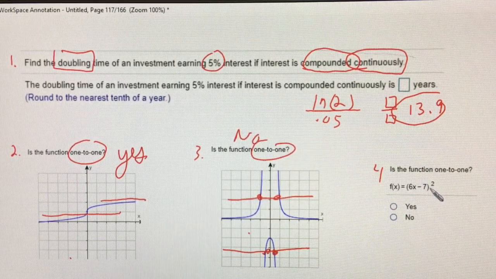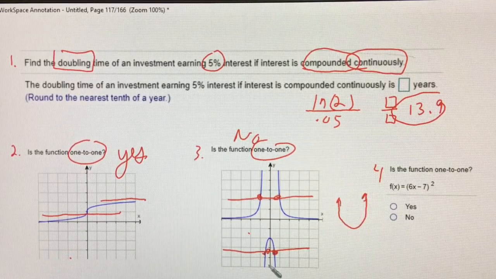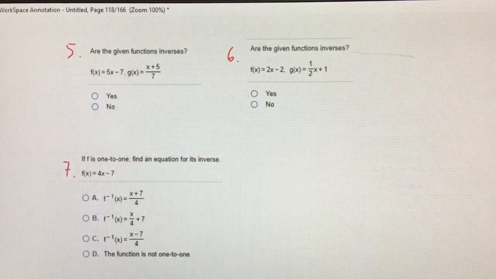X squared, notice how it says x squared? Well, whatever this is here, it doesn't matter. The shape is going to be a parabola because it's x squared, and a parabola does not pass the horizontal line test. So no, it will not be a 1-to-1 function.